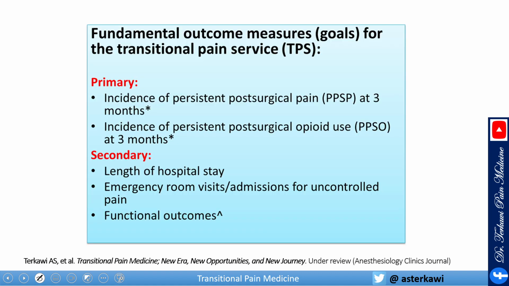Finally, I highly encourage everyone doing this or starting to do this to collect data in a standardized way. Research in this field has to have some primary outcomes. Mainly, we have to look at the incidence of chronic post-surgical pain at 3 months when we are establishing and evaluating a transitional pain service. We have to look at the incidence of post-surgical opioid use at 3 months. Then secondary outcomes, things like length of stay, emergency room visits, which is a big one. Readmission for uncontrolled pain is another big one, and of course some functional outcomes.